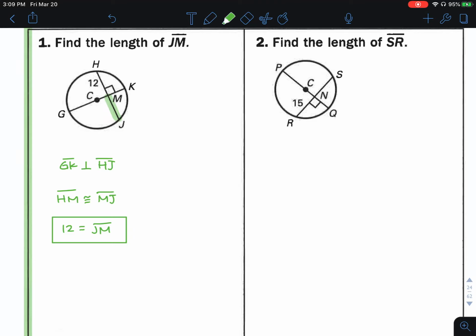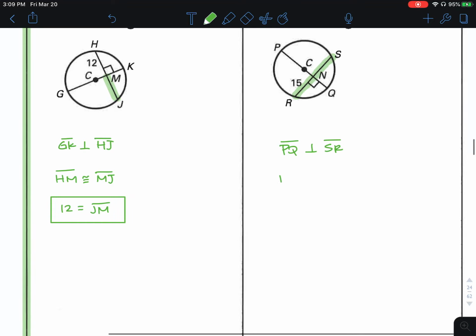So number 2, find the length of SR. SR is my entire chord. In number 1, I was just finding parts of my chord. Number 2, I'm finding the whole chord. So I know that PQ is my diameter, and in this case it is perpendicular because I see that right angle. It is perpendicular to SR. Because it's perpendicular to SR, I know that RN is congruent to NS. Okay, because they're congruent, RN equals NS, and they both equal 15.